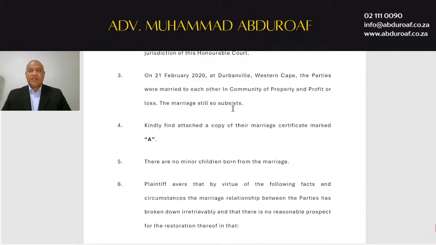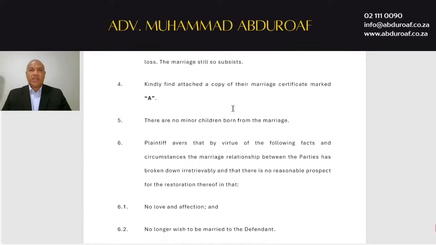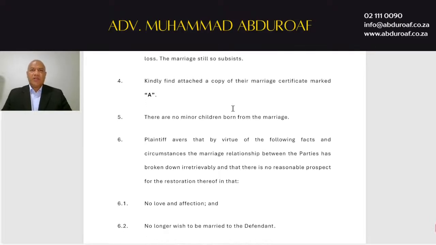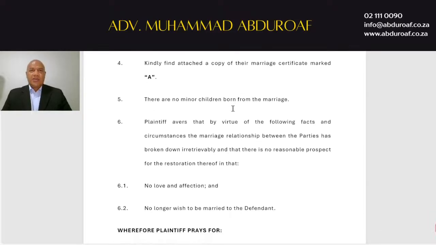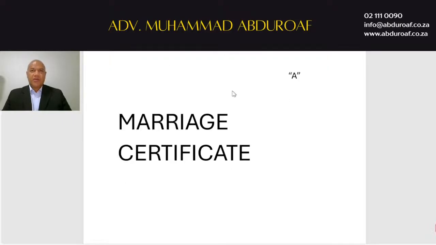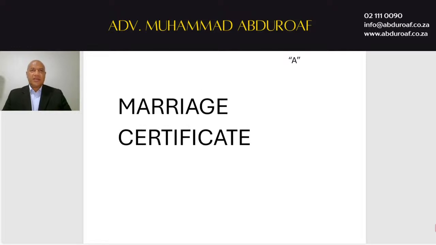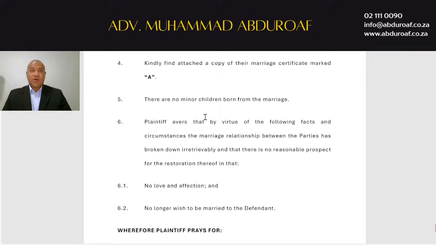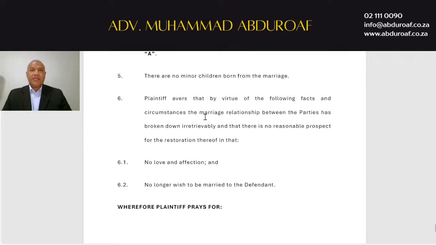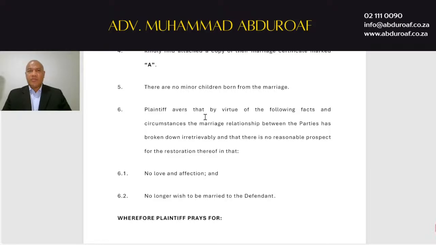And thirdly, we now outline the facts of the matter. On the 21st of February 2020, at Durbanville, Western Cape, the parties got married to each other in community of property and profit or loss, and they're still so married. You cannot divorce a couple that is already divorced or who are not married. And we attach to this document a marriage certificate. Here is our example of a marriage certificate. The court would obviously want to see that the parties are married. In this example, there are no minor children born from the marriage.